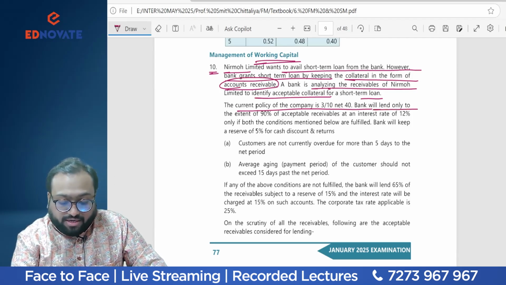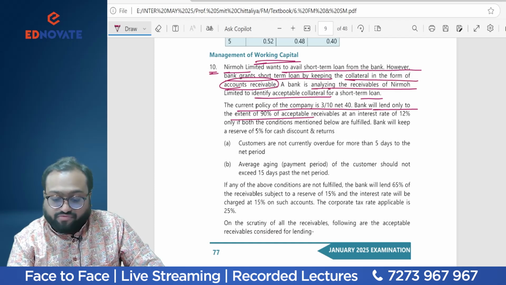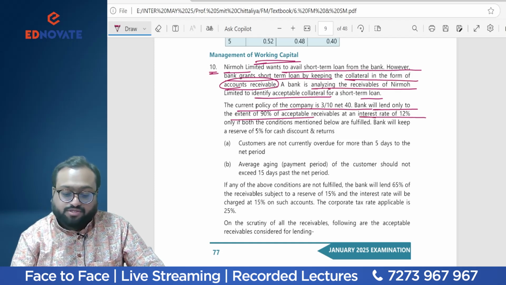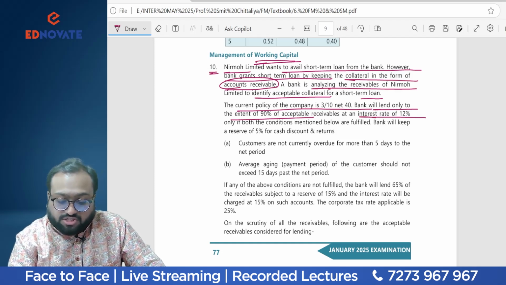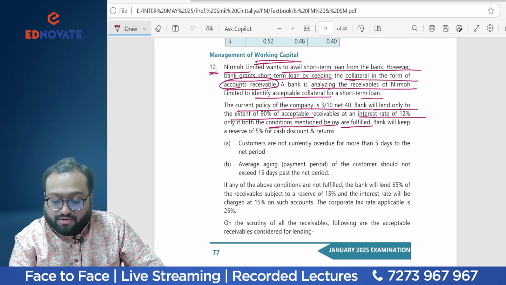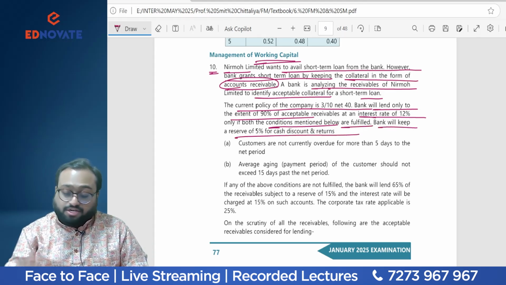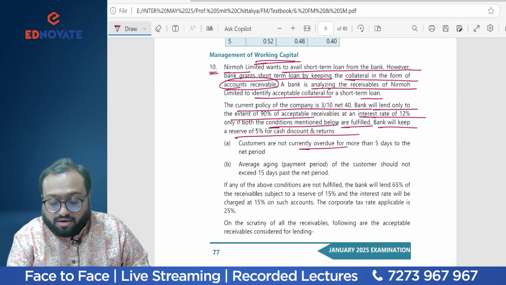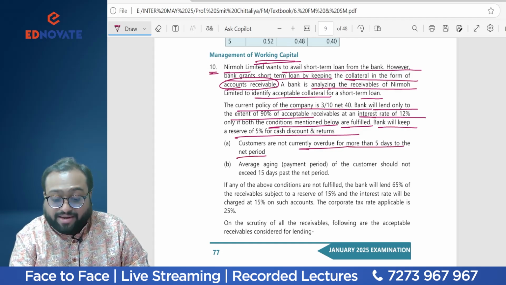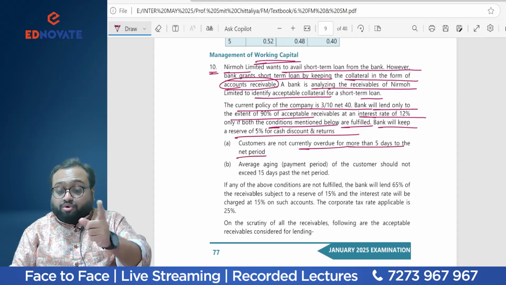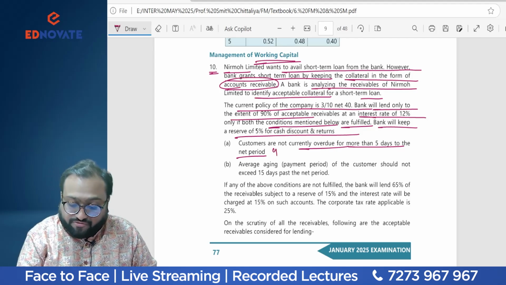The bank will lend only to the extent of 90% of the receivables at an interest rate of 12%. Only if both the conditions mentioned below are fulfilled, the bank will keep 5% for cash discount and returns. Customers are not currently overdue for more than 5 days beyond the net period. My net period is 40 days, so the bank is saying 40 plus 5.